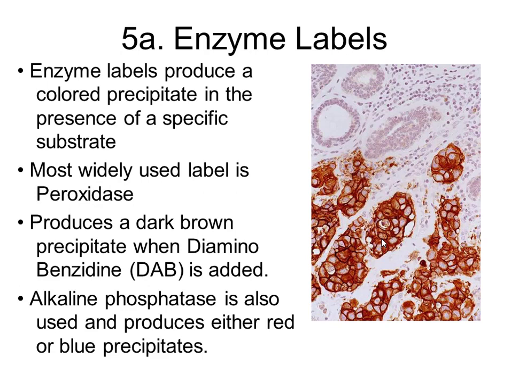Now we will talk about enzyme labels. Enzyme labels produce a color precipitate in the presence of a specific substrate. The most widely used label is peroxidase. It stains pink, and also brown precipitates form when diaminobenzidine is added. Alkaline phosphatase is also used and produces either a red or blue precipitate. DAB, or diaminobenzidine, is a toxic substance, so we must be very careful with this procedure.